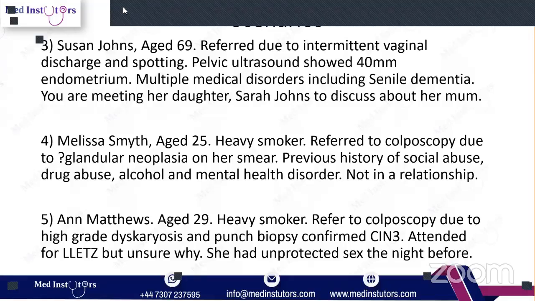So in your case, the CIN3 means that these abnormal cells are occupying all the layers of the skin around the neck of the womb. Am I clear so far?